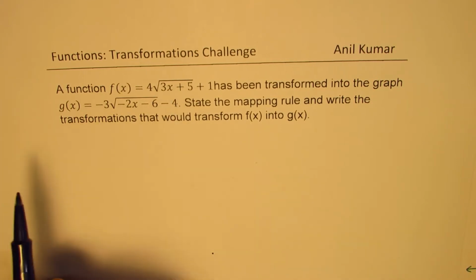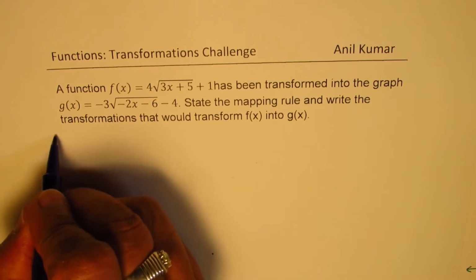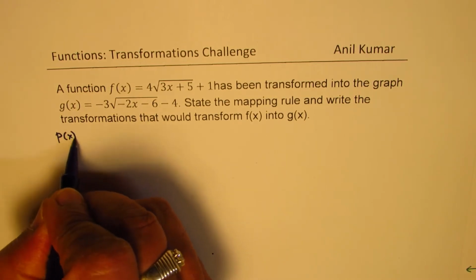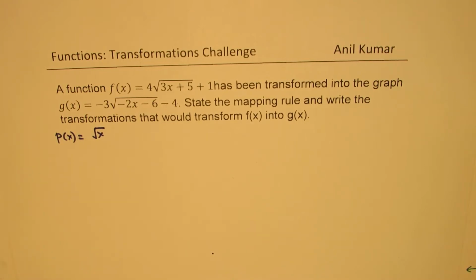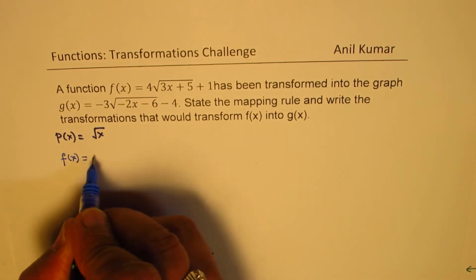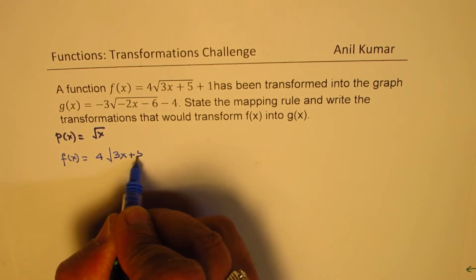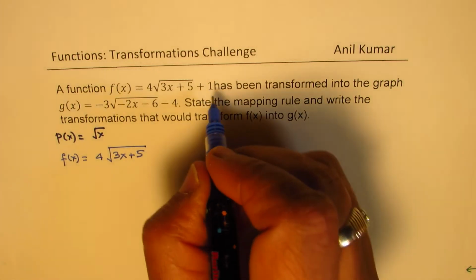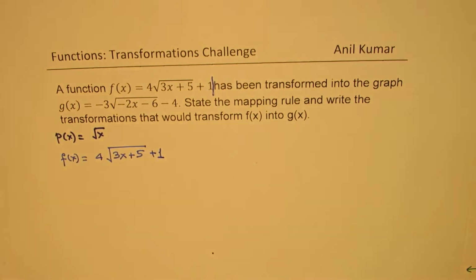Now, it's important to understand that we are talking about a square root function. So let's begin with the parent function, which is square root of x. And from this parent function, we get both the functions f of x and g of x. So we have f of x here, which is 4 square root of 3x plus 5, plus 1, right?